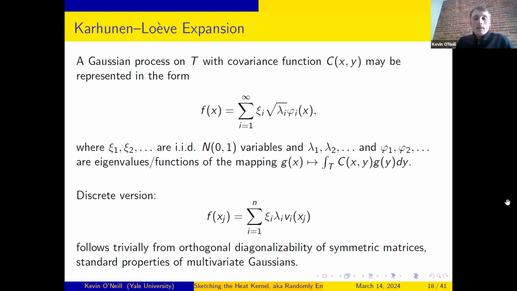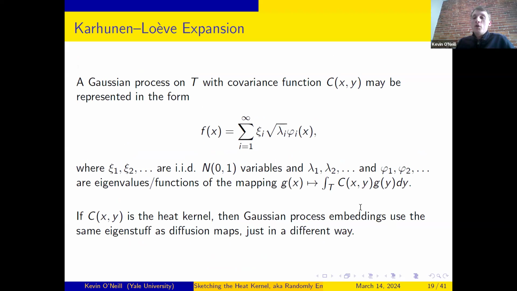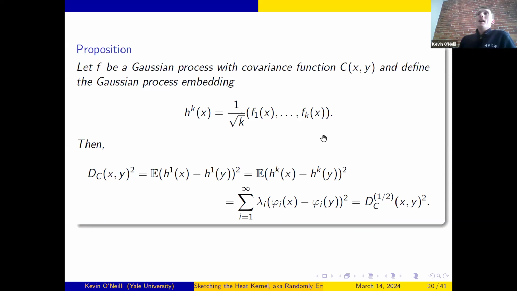Okay, so where are we going with this? Well, one thing we still have to do, remember, is to pick a particular covariance function. What this tells us is that if we pick the covariance function to be the heat kernel, and these eigenfunctions are eigenfunctions of the heat kernel that we've already talked about, then the Gaussian process embeddings use the exact same eigenpairs as diffusion maps, just in a different way. And so it allows us to compare the Gaussian process embeddings to the diffusion maps in a somewhat straightforward way. And it turns out to be pretty much the best thing imaginable for what you get out of this.